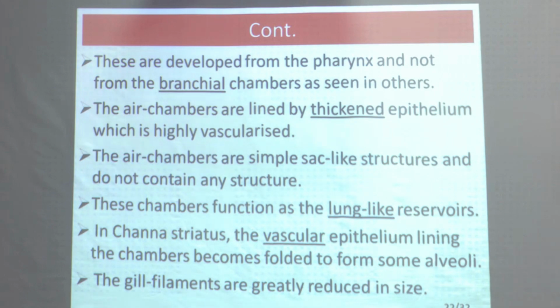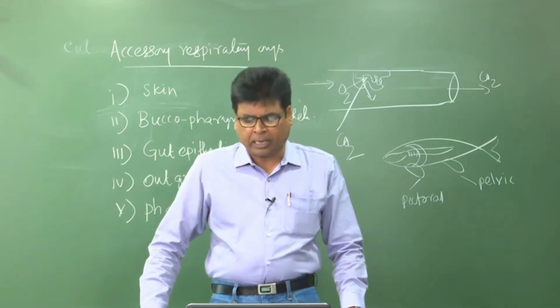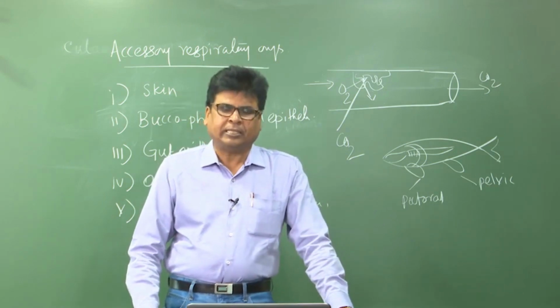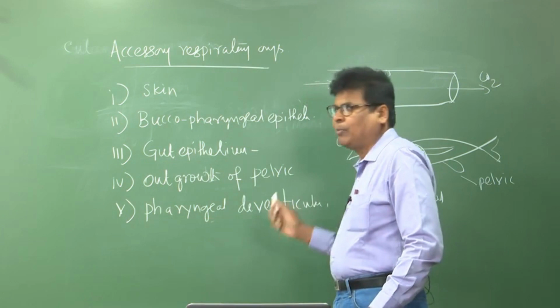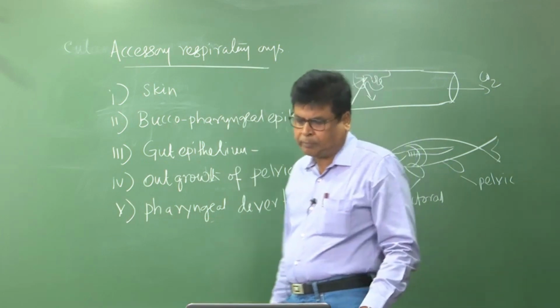Okay. So, these chambers function as lungs or a reservoir. In Channa, for example, the vascular epithelium lining the chambers becomes folded to form some structures known as alveoli. The gill filaments are reduced in size in them. Okay. So, this is all about the pharyngeal diverticulum. They are exclusively present in the pharyngeal region.